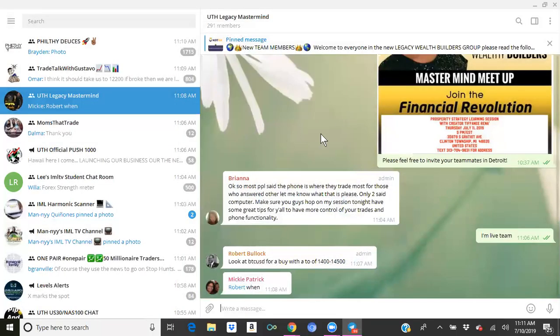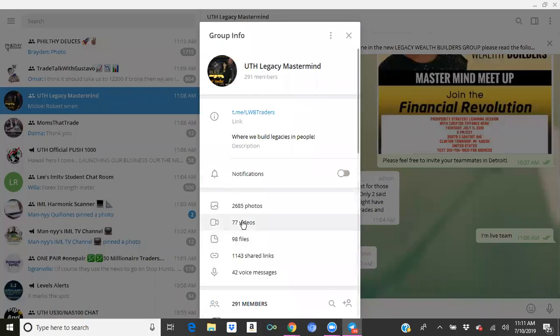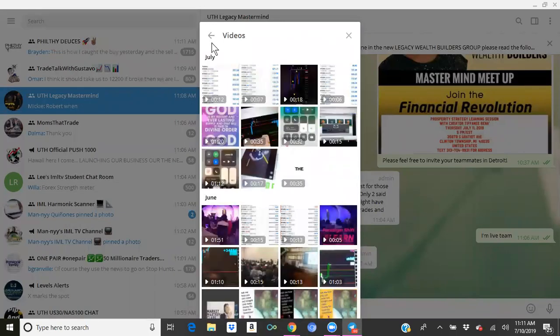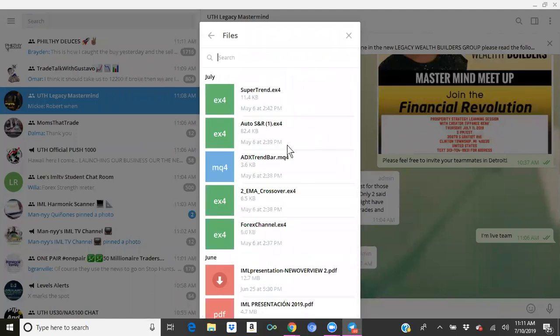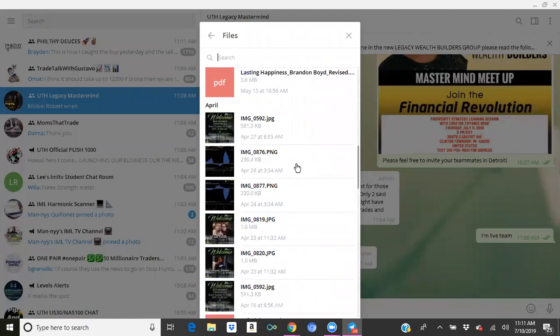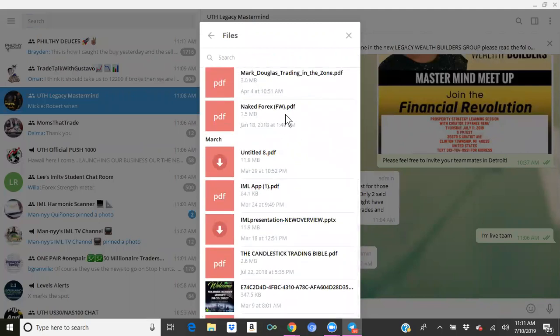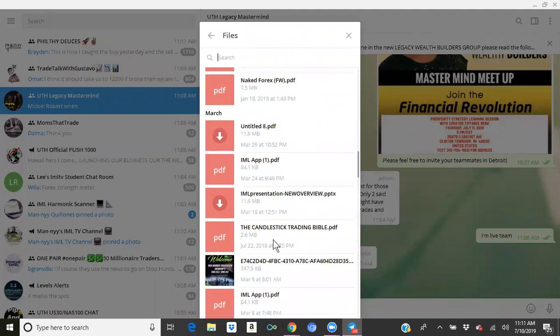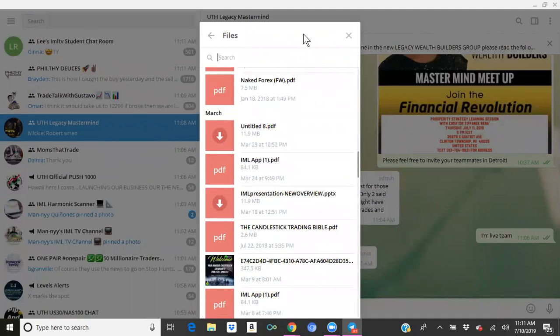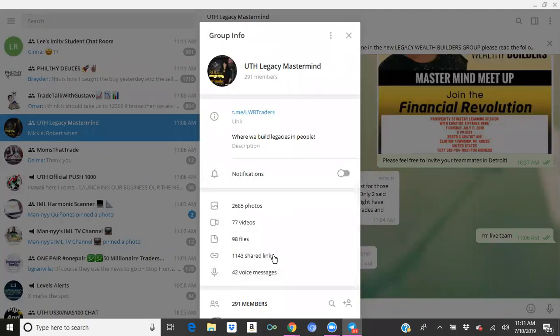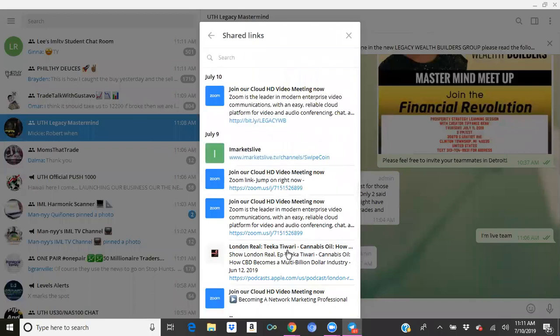Okay, so that's one way how you navigate Telegram. If you go back, you can look at videos. You can also look at files, any files that we have in here. You can see everything. We have books, Trading in the Zone, Naked Forex, the presentation overview, Candlestick Trading Bible, just everything. Then we also have links. So if you say, man, I can't remember the link, how to log on for new members orientation, or I can't find the link for whatever, just come in here.